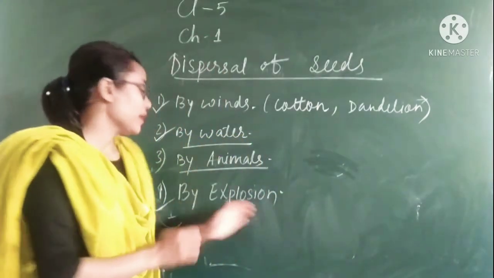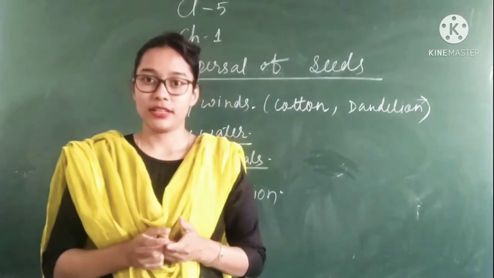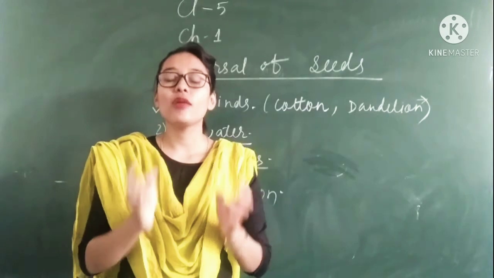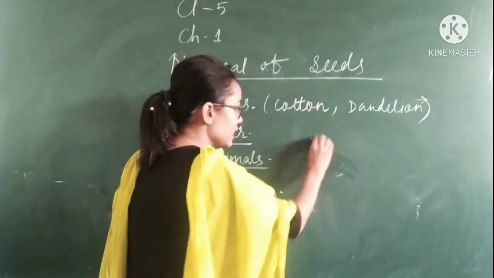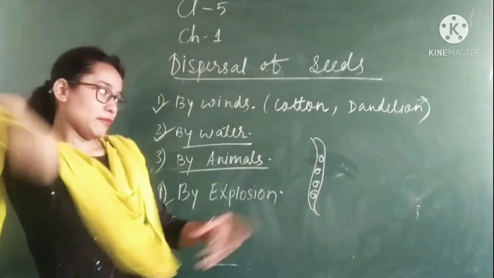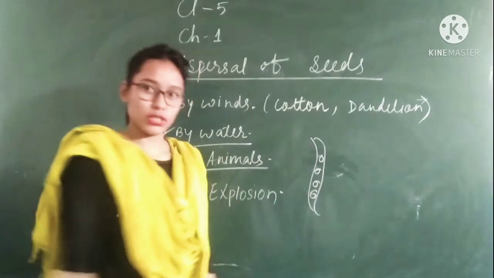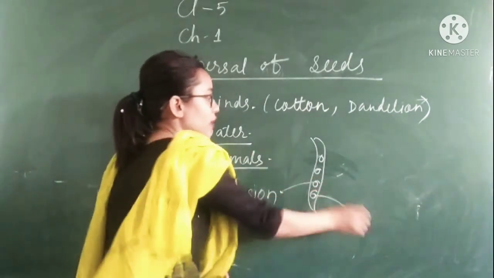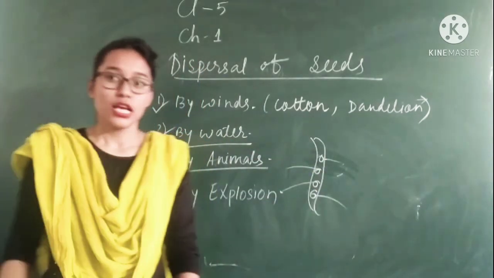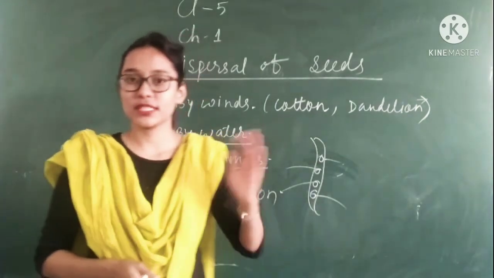Now, dispersal by explosion. Some seeds have a leathery covering, and they are found inside pods like peas. When it matures and gets proper sunlight, it bursts out and falls apart from the parent plant. So, in this way it is dispersed. Is it clear? Dispersal of seeds?